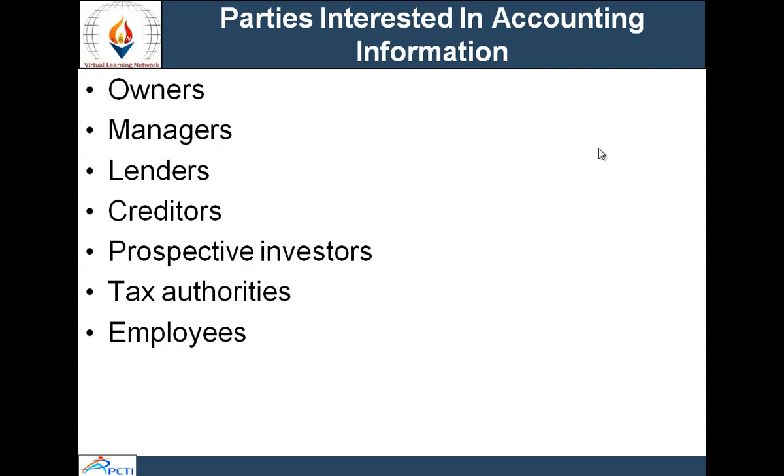Number 3 is lenders. Initially, the funds are provided by the owners, but when the business requires more funds, they are usually provided by banks and other lenders of money. Before lending money, they would like to know about the solvency of the enterprise, so as to satisfy themselves that their money will be safe and repayment will be made on time.